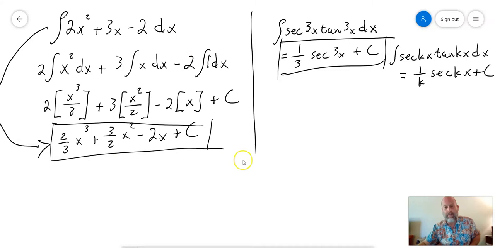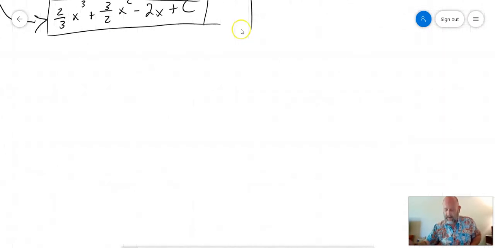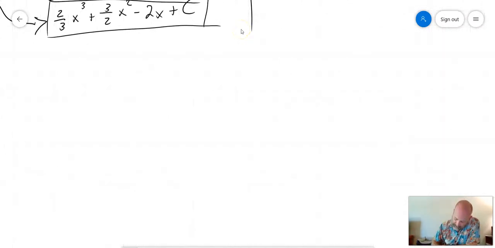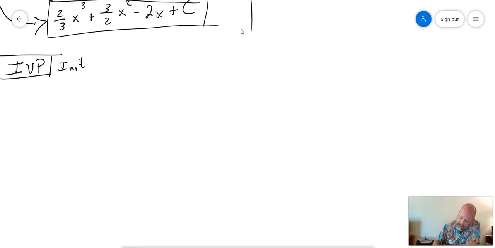Okay, now I want to talk a little bit about initial value problems. In calculus, we often call them IVPs, right? Just because initial value problems are so common, especially if you're doing any physical science. These things show up a lot. So this is an initial value problem.